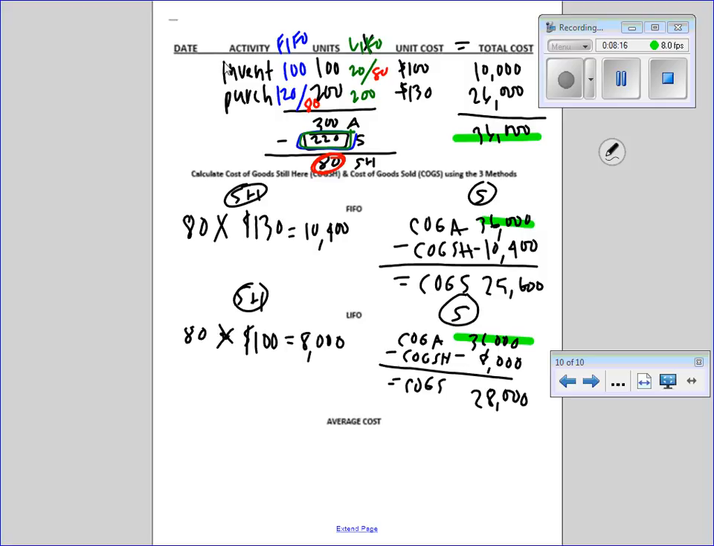To do average cost, remember we have to stop and figure out our average unit cost. So we take our total cost available for sale, $36,000, divided by the 300 units available for sale, to shake out at $120 per piece. We still then take the 80 goods that are still here, times 120, which is $9,600. And then we plug it into the same formula: cost of goods available minus cost of goods still on hand.